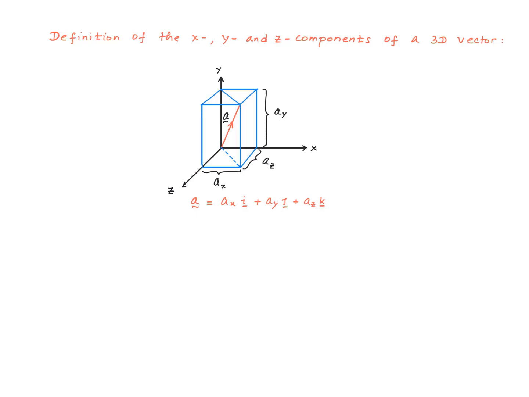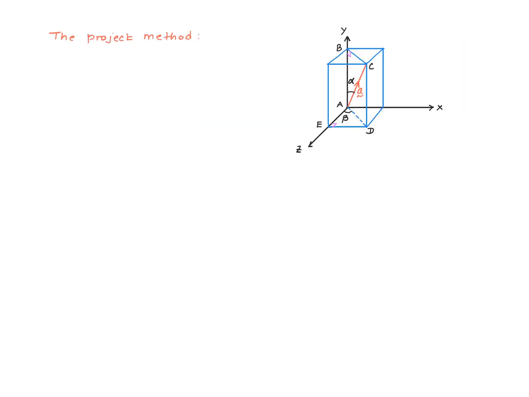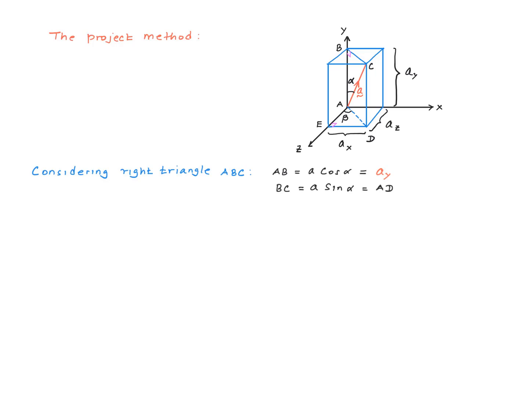Then the dimension of this box in the x direction, which is this much right here, is the x component of this vector. Similarly, the dimension in the y direction is ay, and in the z direction is az. Now let's talk about the projection method. Supposing, say, these two angles, alpha and beta, are given. In addition to that, of course, the magnitude of a is given. So this is what we do.